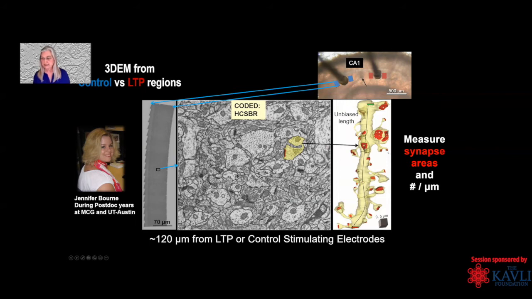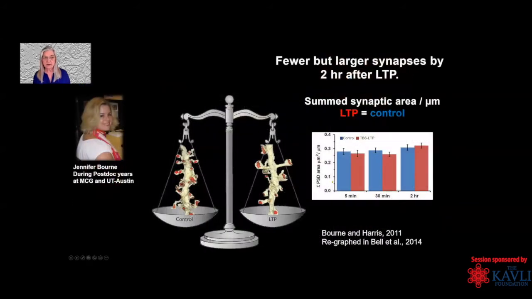We measure synapse areas and density, for example, number per micron length of dendrite. And what Jen found was that following theta burst stimulation, this time we're looking at 2 hours after LTP, there were fewer but larger synapses on the dendrites that had undergone LTP than on those that had only received test pulse stimulation.